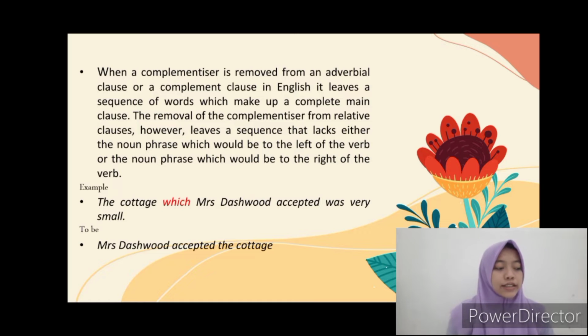When a complementizer is removed from an adverbial clause or a complement clause in English, it leaves a sequence of words which make up a complete main clause. The removal of the complementizer from relative clauses, however, leaves a sequence that lacks either the noun phrase which would be to the left of the verb or the noun phrase which would be to the right of the verb. For example, the cottage which Mrs. Dashwood accepted was very small. To be, Mrs. Dashwood accepted the cottage.